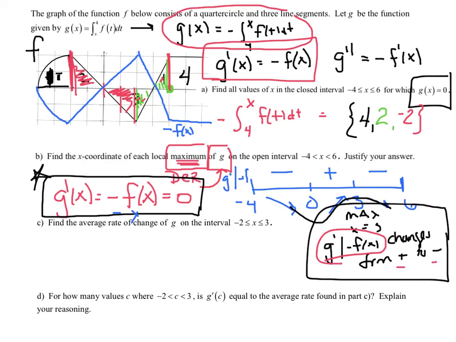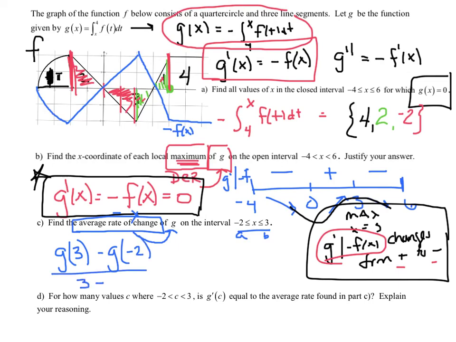All right, part C. Find the average rate of change. Bam, there's a lovely formula. Average rate of change. Now, who are you going to do it to? Of g. All right, and here's my interval, a to b. So I'm going to say that's g of 3 minus g of -2 all over 3 minus -2. Okay, denominator nice and easy. I get a nice 5.